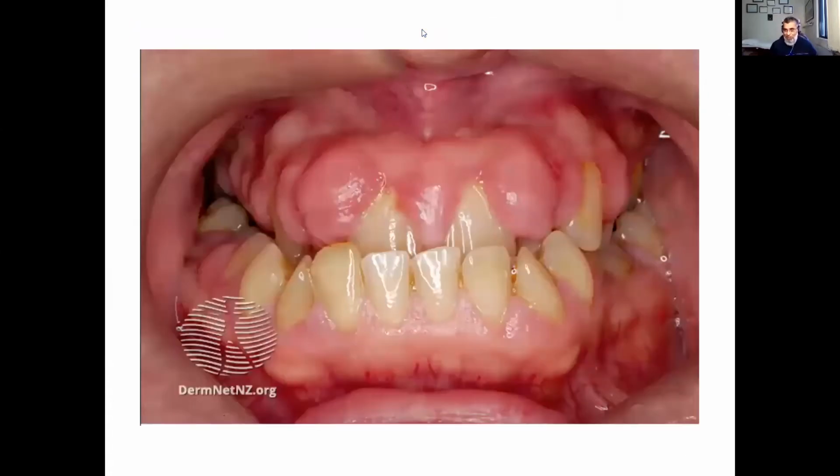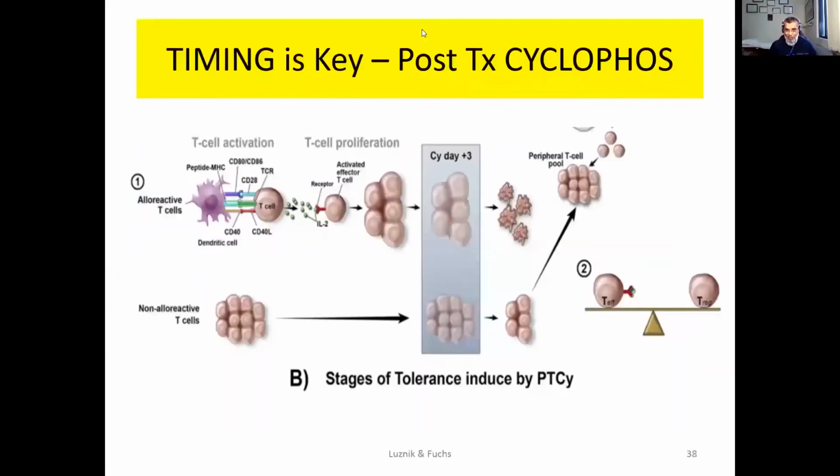This is what happens when patients take too much calcineurin inhibitors. This is just one of the complications, hypertrophy of the jaw.